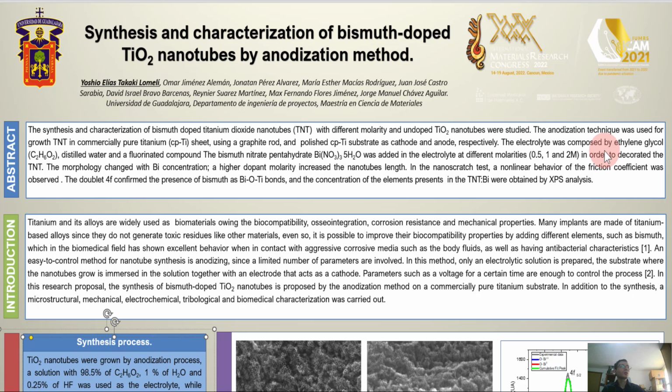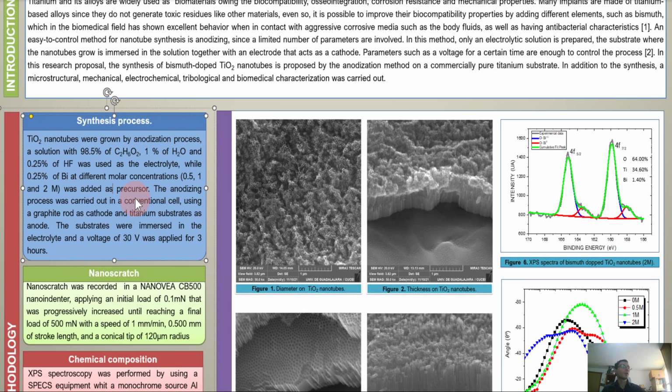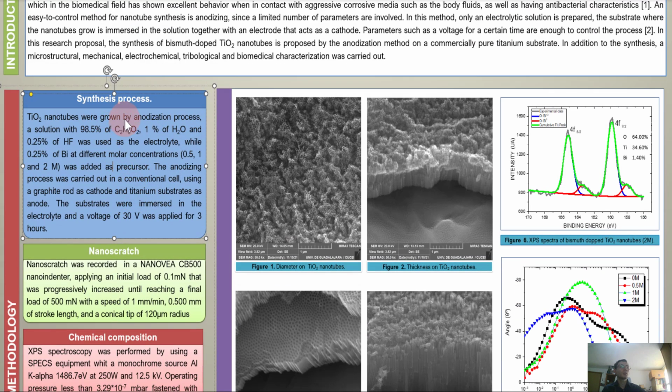We can pass to the methodology section. The first step is the synthesis process. The synthesis was carried out by the anodization technique using a graphite rod as anode and a commercially pure titanium substrate as cathode. The electrolyte was composed of ethylene glycol, water, and fluoric acid. For doping the nanotubes, we added bismuth in different molarities: 0.5, 1, and 2 molar.